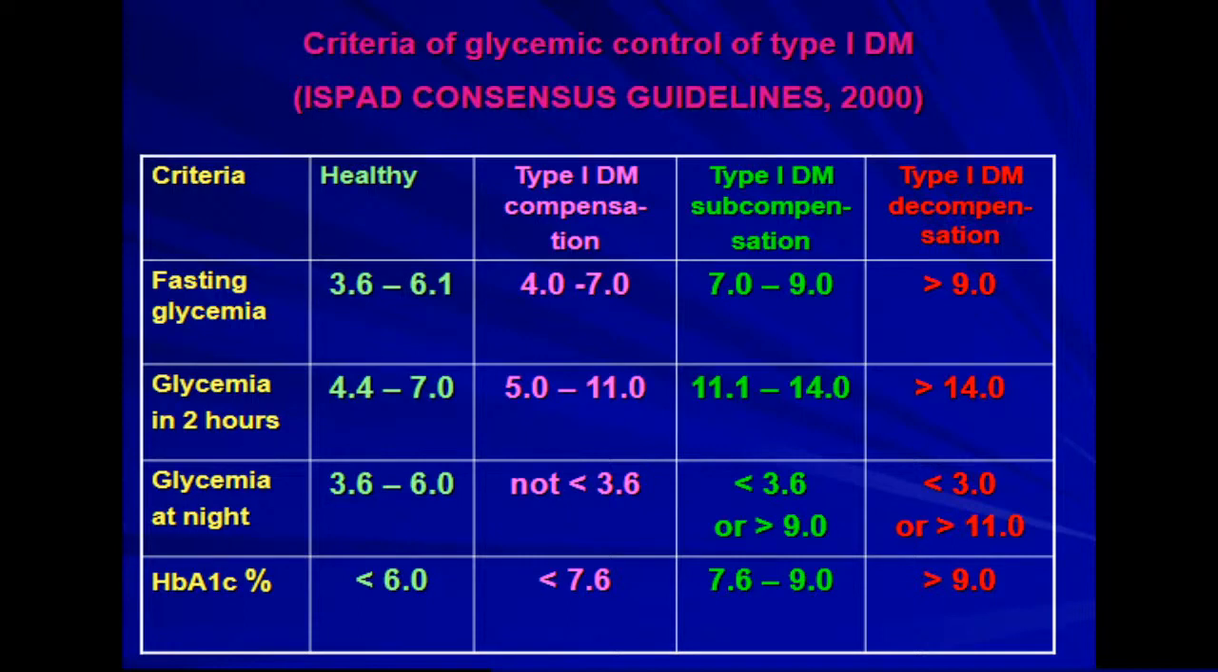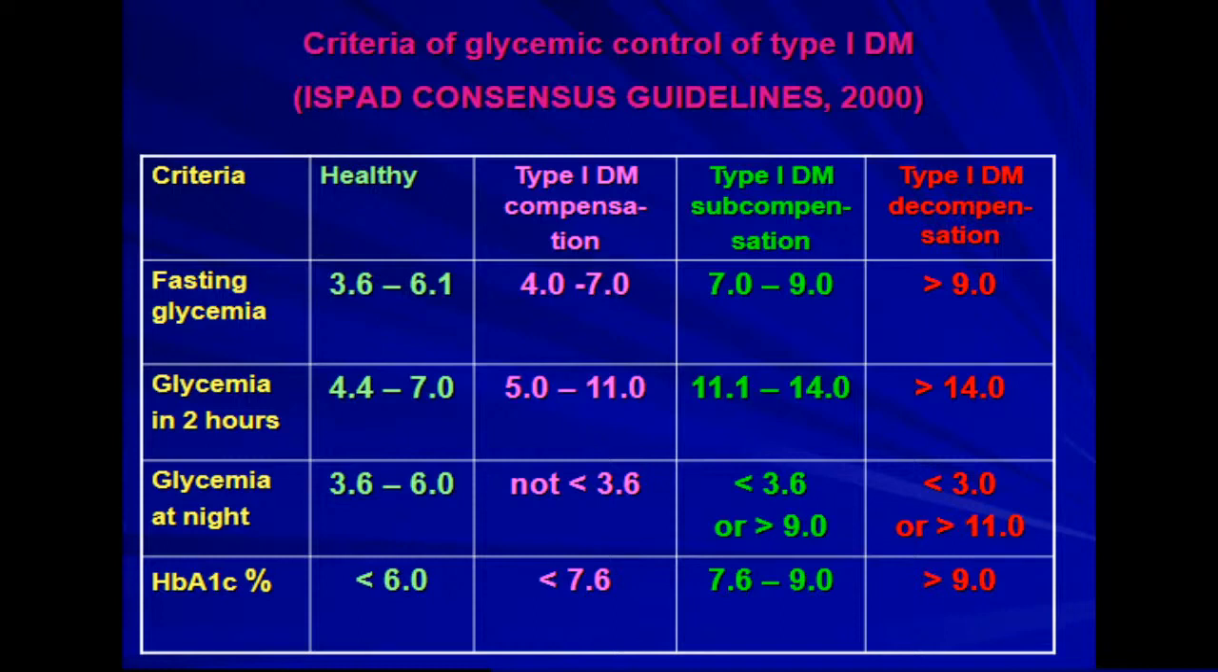Now, diabetes mellitus compensation, subcompensation, and decompensation stages. Compensation: fasting glycemia 4 to 7, 2 hours after meal 5 to 11, glycemia at night not less than 3.6, and glycosylated hemoglobin less than 7.6. Subcompensation stage: fasting glycemia 7 to 9. Glycemia 2 hours after meal 11.1 to 14. Glycemia at night less than 3.6 or more than 9. And glycosylated hemoglobin 7.6 to 9.